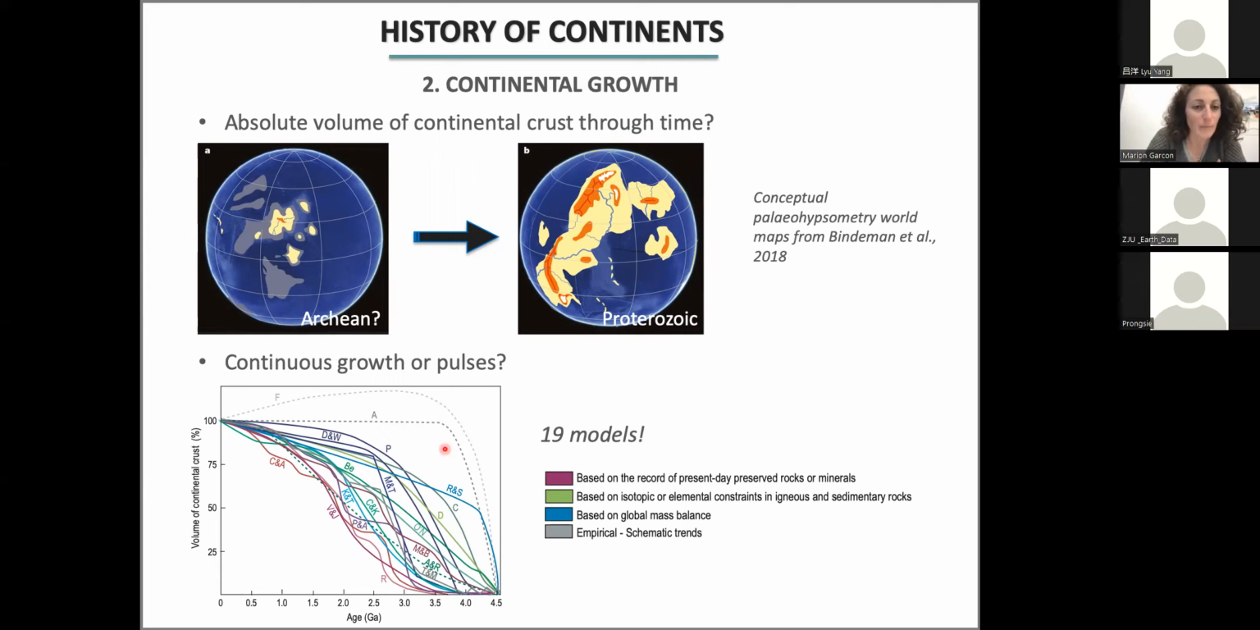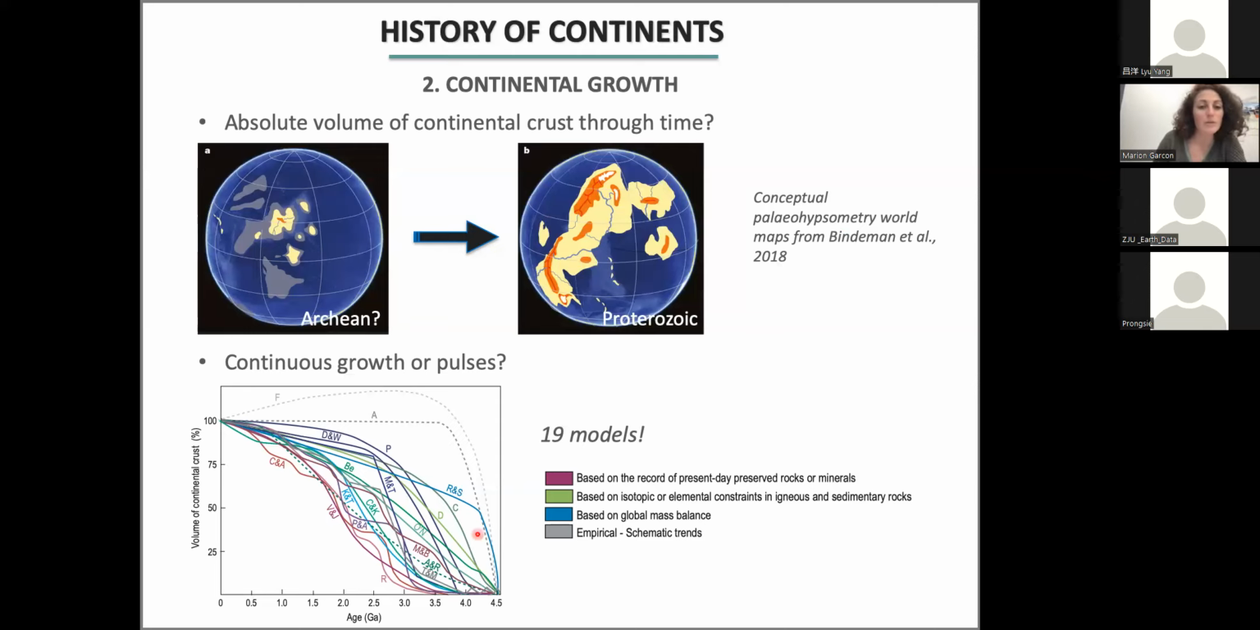But the thing that we can say is that it's not well constrained, and there is an underlying question here, which is whether the volume change, okay, but whether the growth is continuous or happened by pulses, because this makes a big difference in terms of processes to generate new continental crust, whether this is something that is continuous through Earth's history.